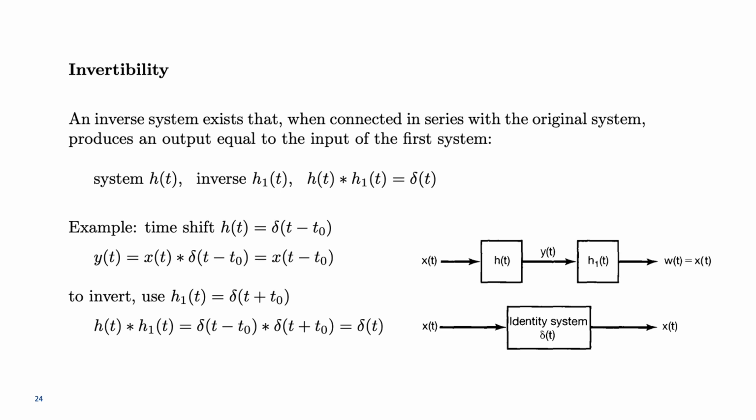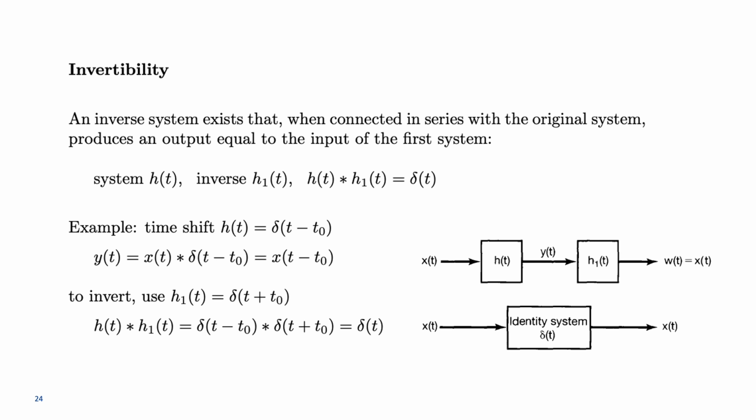So it's a system that has as an impulse response h of t equal to delta of t minus t0. As we already saw, depending on whether t0 is positive or negative, this can be a delay or an anticipation. So the output y of t will be x of t convolved with delta of t minus t0. And what is this? This is x of t minus t0. So it's just the input delayed or anticipated, so time shifted.